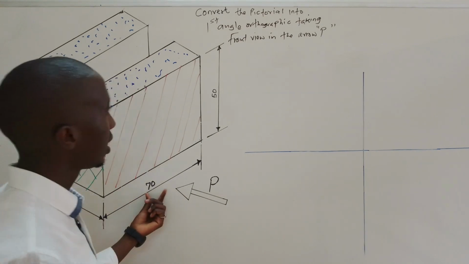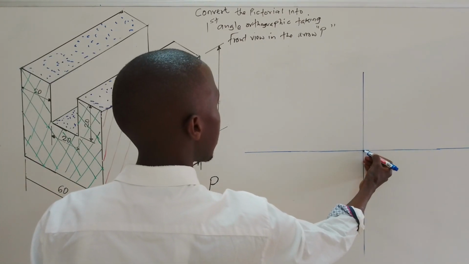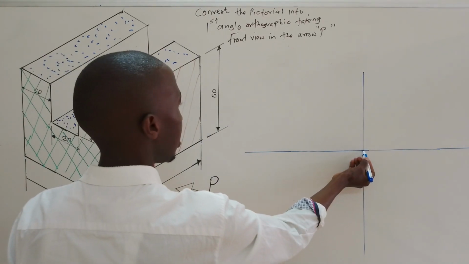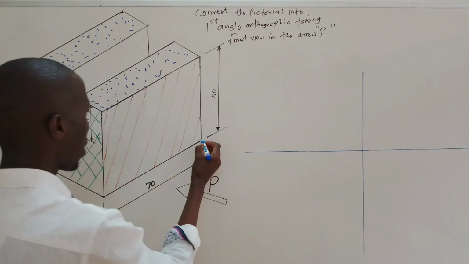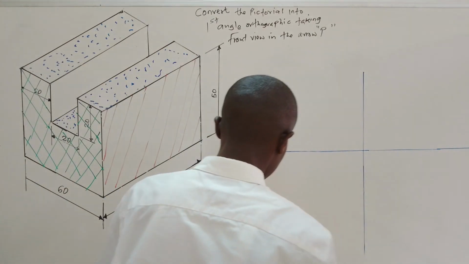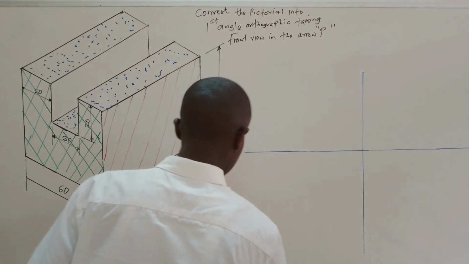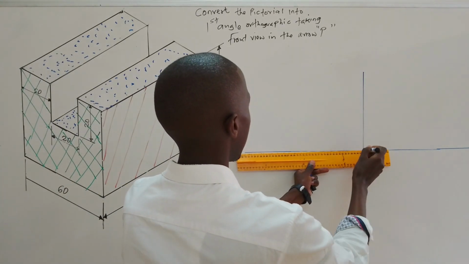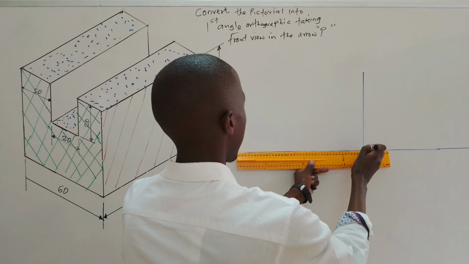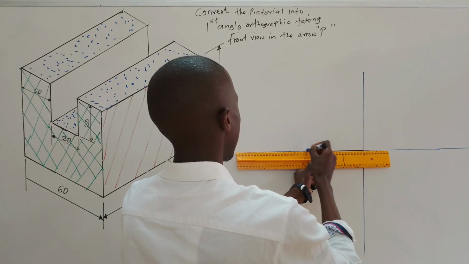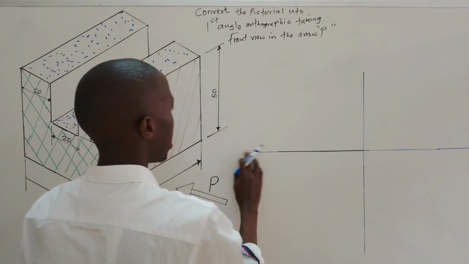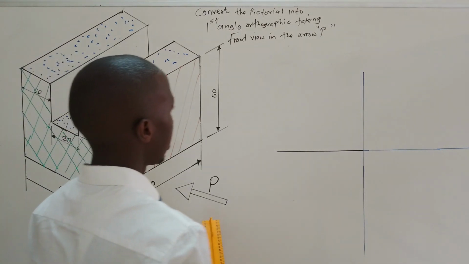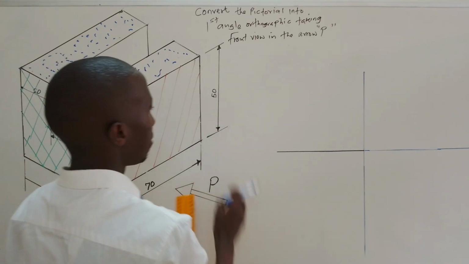Now you measure 70. Maybe you can start from this side, coming this way. Now this corner, let it enter into this corner. So I will measure 70 from this side, so I can duplicate my line inside here. So maybe that is my 70. You will measure your 70 using your scale, then the height is 50.